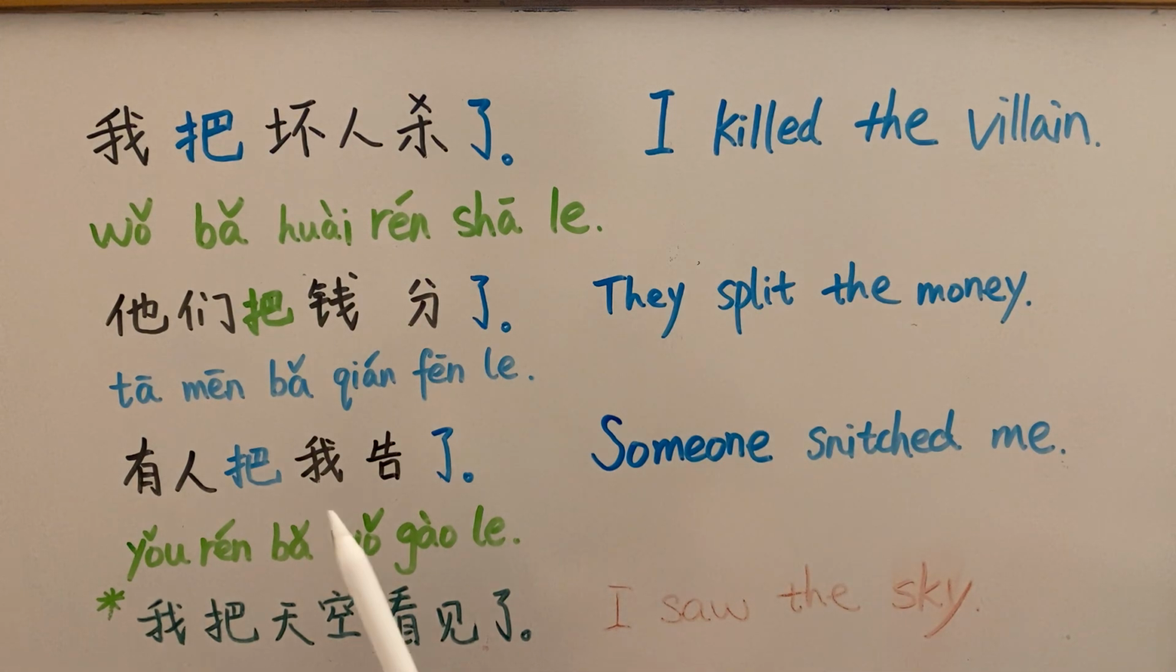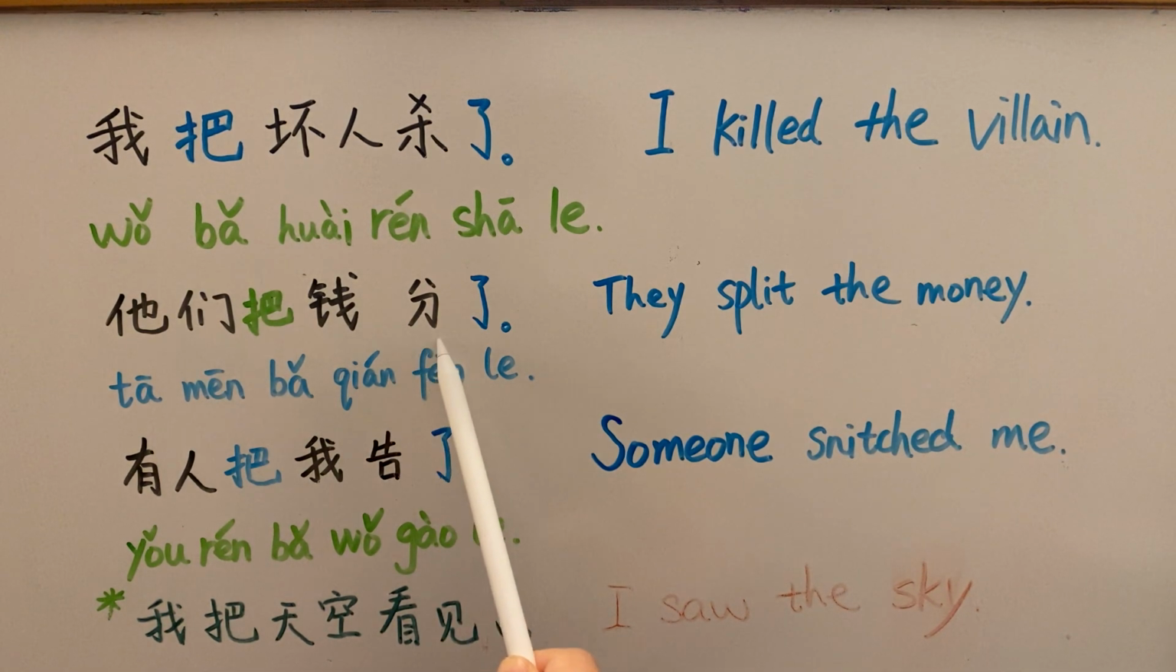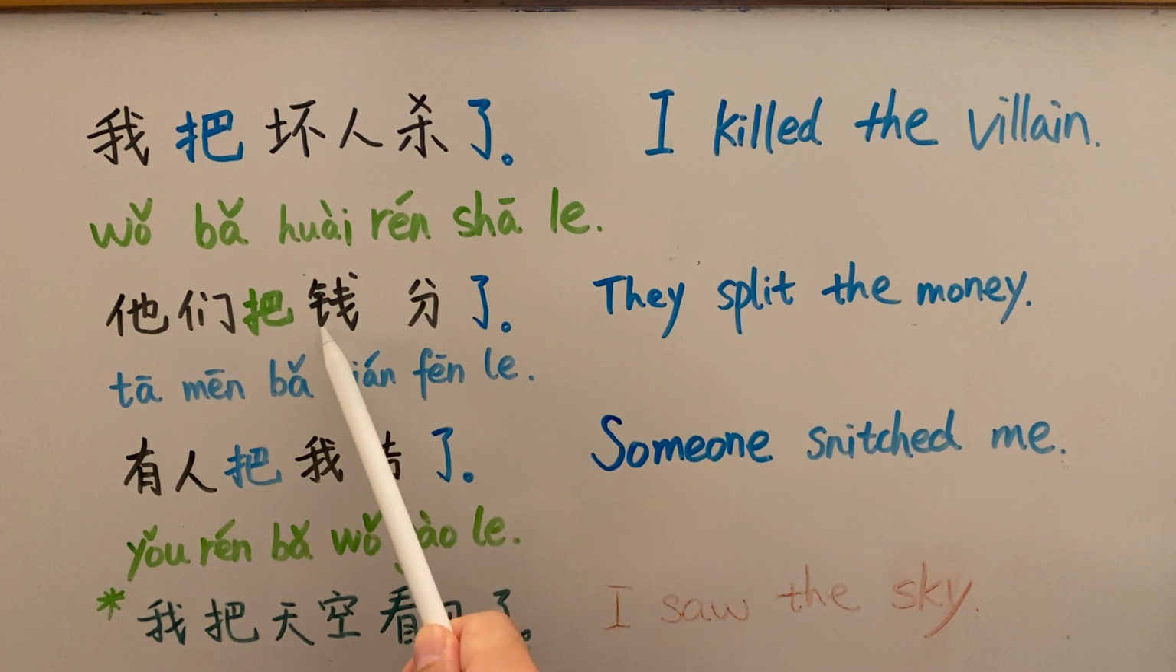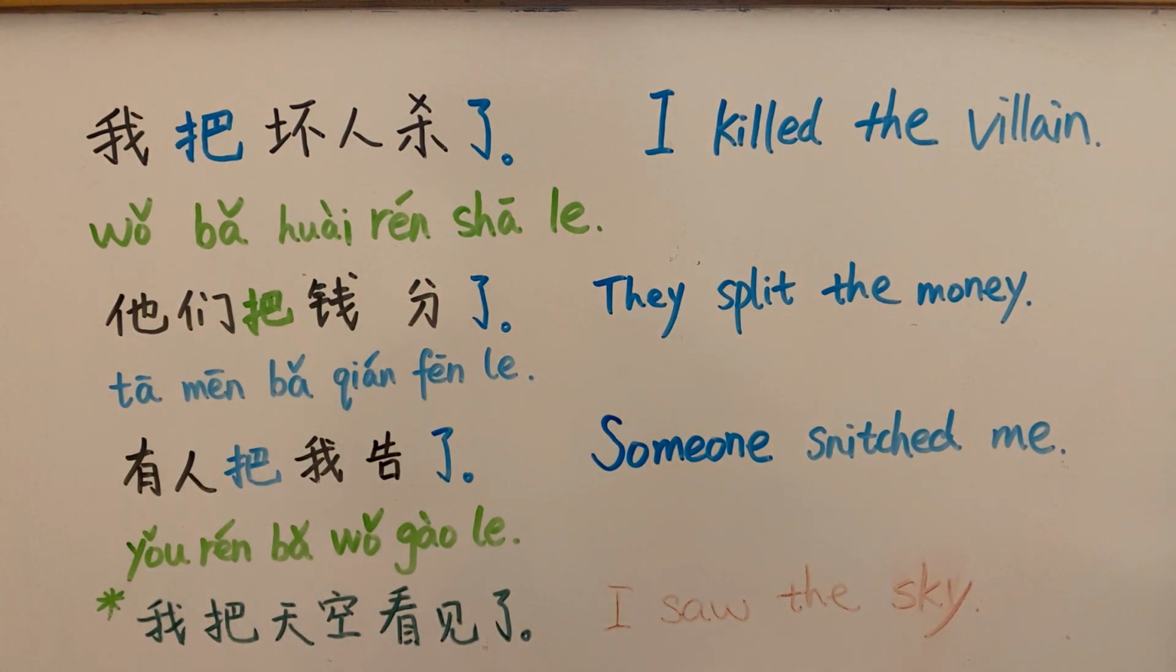Okay, the second sentence. 他们把钱分了. 他们, they, is the subject. 把钱分了. Here, 了 is an inflection of the main verb, the finite verb, 分. 分 is to split. So 分了 means split. They have split the money or they split the money. 他们把钱分了. Here, the object, 钱, money. The object can be influenced by the subject, 他们, they. Right? 他们把钱分了.